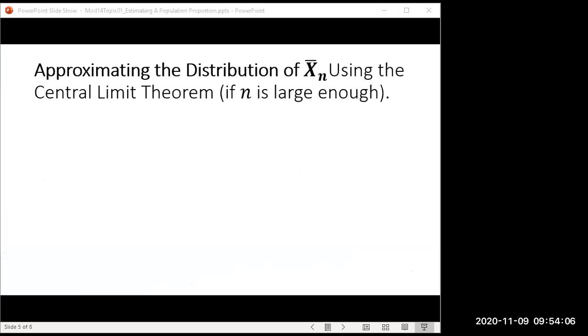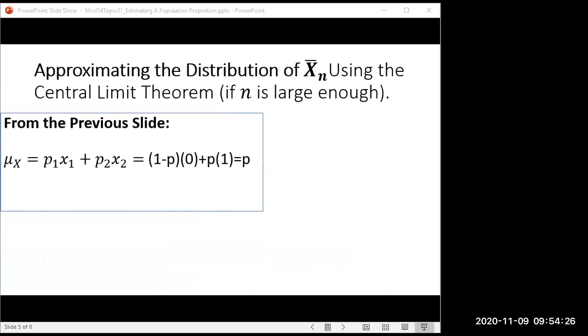So, now that we know the distribution of x, I want to do the distribution of the sample mean of x. And we're going to use the central limit theorem to approximate that. So from the previous slide, we have the mean of x is p, and the standard deviation of x is the square root.